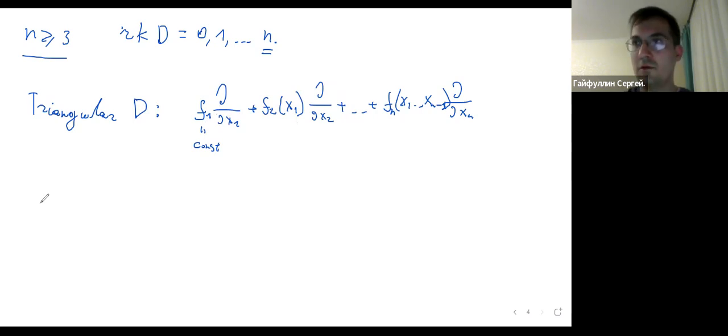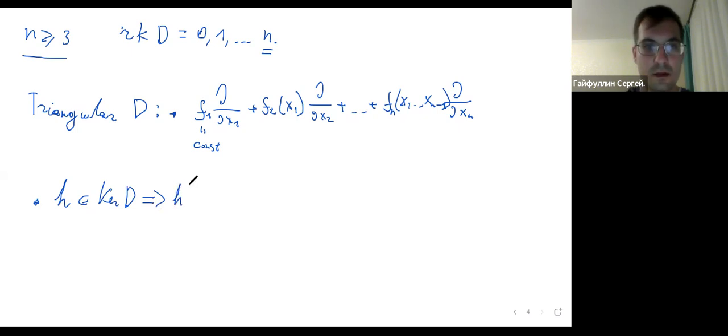What can we do? We can use this construction, triangular. We can use the construction of replicas. If H belongs to the kernel of D, then we can consider the derivation H multiplied by D. And if D is an LND, a locally nilpotent derivation, then H multiplied by D is also an LND.